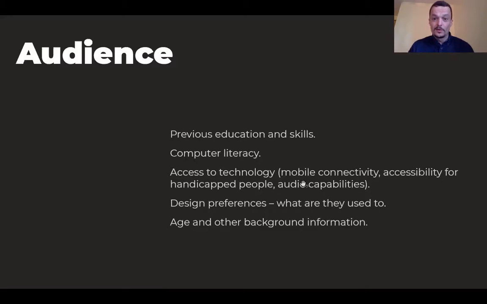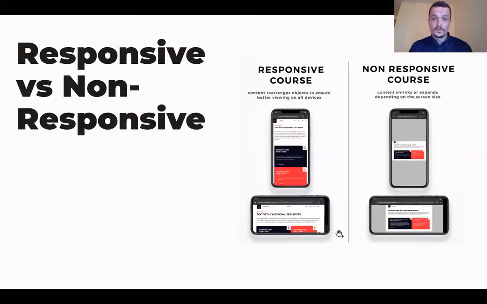Okay, so where were we? We had aims, then we had the audience. Then the third thing, which is also very important and which I would like to stress, is that we need to understand if the course is going to be responsive or non-responsive. On the left-hand side, you can see a course which is responsive. It means that the course rearranges objects depending on the screen size. So if you have a smaller screen size, it will move the objects like this, and maybe make the text size bigger for easier reading.